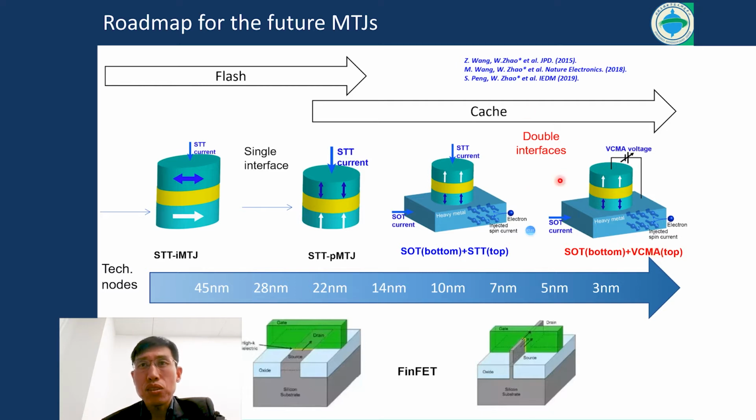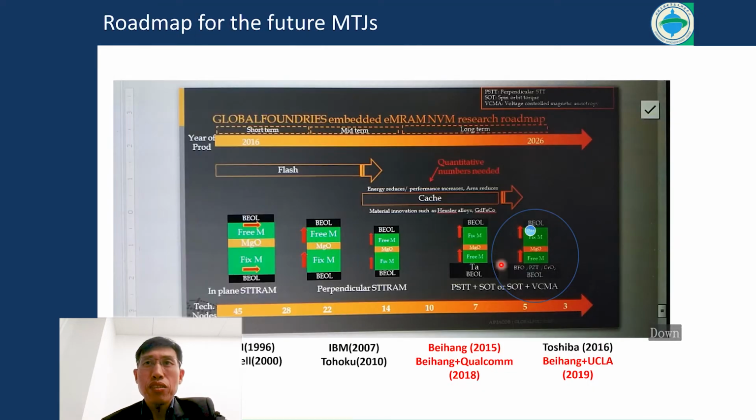Both these two devices have two interfaces for the switching. This is very similar to the roadmap of GlobalFoundries. As you can see, both devices have been included in the roadmap of GlobalFoundries, and these devices were invented by our group and realized two years ago by the joint group of Weisheng University and Qualcomm.